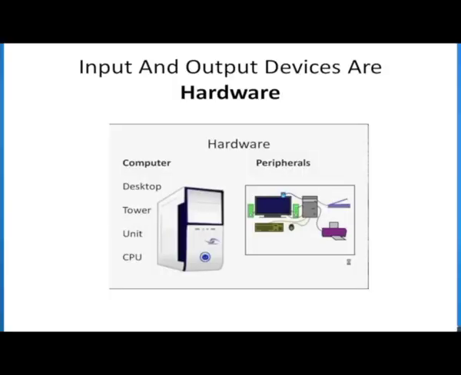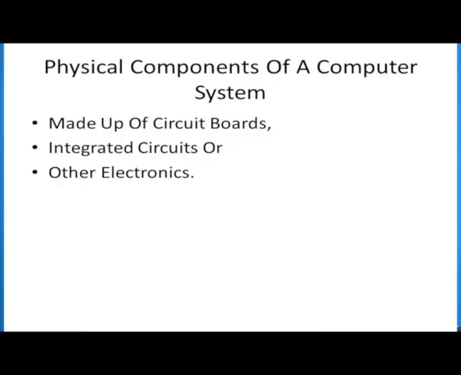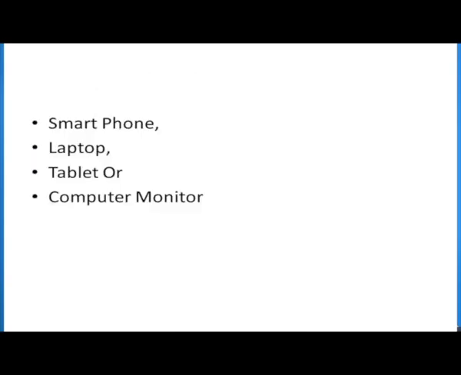Input and output devices are hardware which is used by humans or other systems to communicate with a computer. Now, you are watching the different types of I/O devices on the screen. So, what is hardware? Hardware is the physical components of a computer system which is made up of circuit boards, integrated circuits and other electronics. An easy example of hardware is the screen on which you are seeing this now. It may be a smartphone, laptop, tablet or computer monitor. Yeah, all these are hardware.